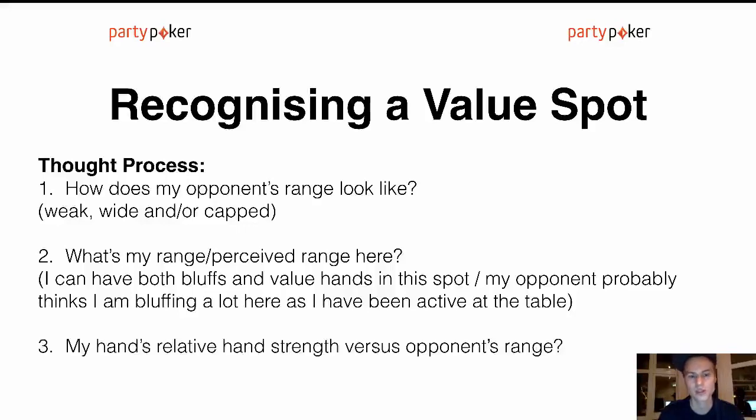The third question to ask yourself is, what's my hand's relative strength versus my opponent's range? Basically, if you're doing really well, it's going to be a clear value spot.